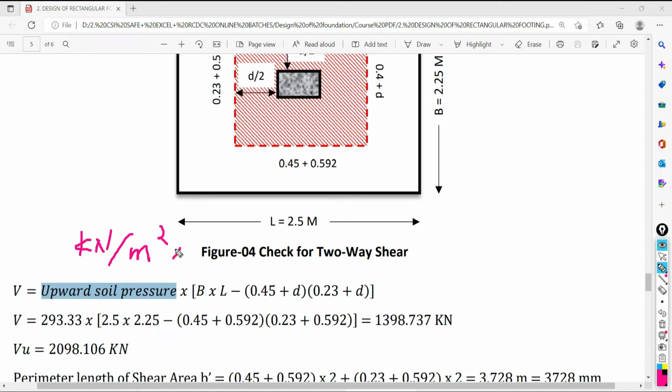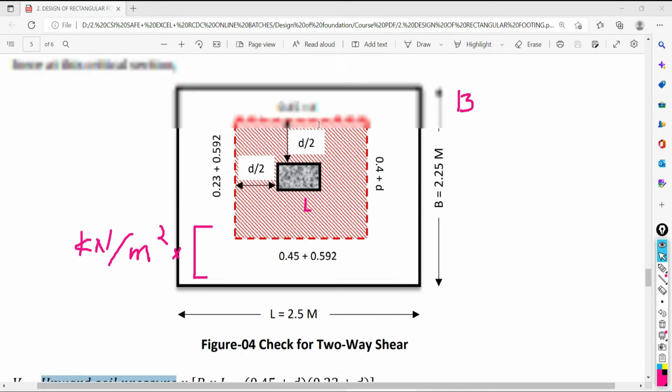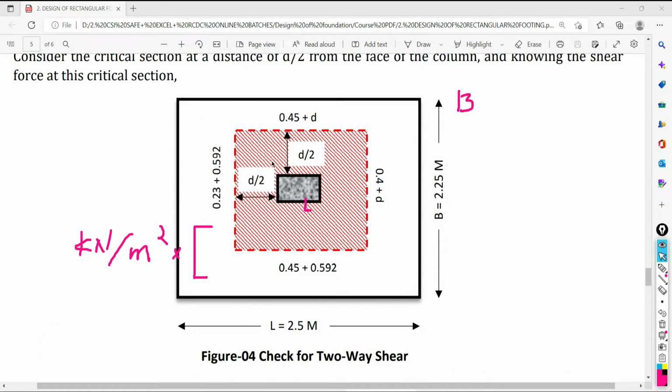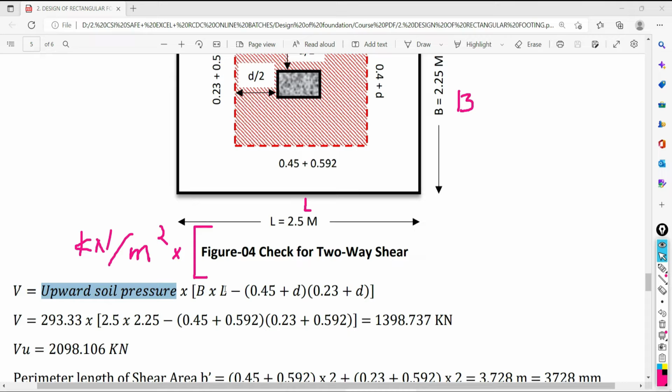Very simple. You have to multiply it with the total area. The total area of the footing is the length and width of the footing. You have to multiply, and you have to subtract this internal shaded area, which is at a distance of d by 2 from the face of your column, from the total area of the footing. Again it will be in meter square, so meter square is going to be cancelled. You are getting the shear force for the two-way punching shear area in kilonewton. Then you have to multiply that value with 1.5, so you will get the factored value. So we are going to proceed for finding out the punching shear value.